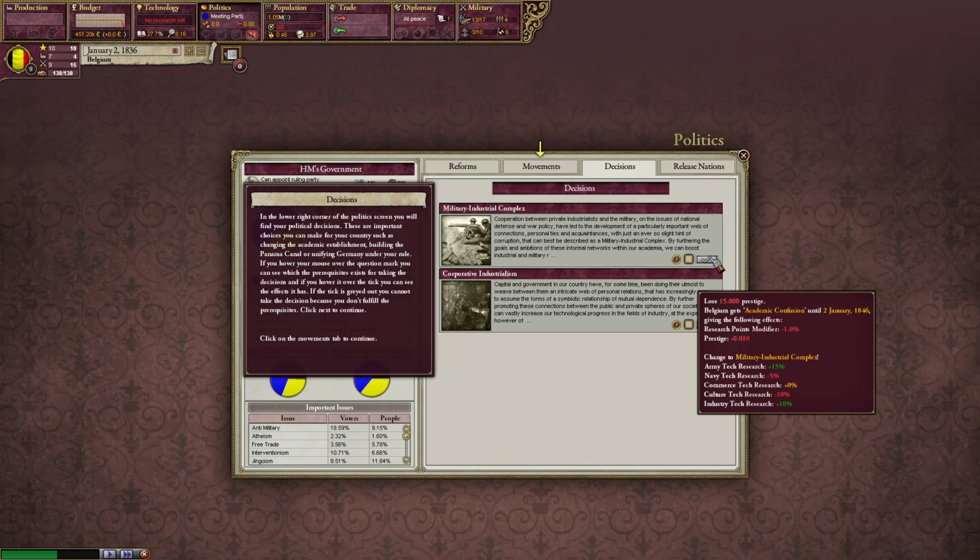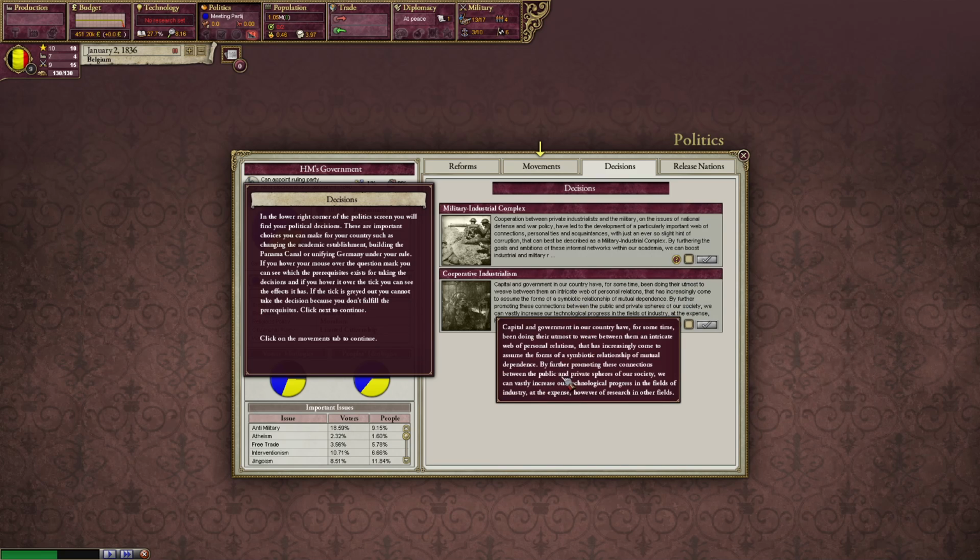Okay. It would increase your Army tech by plus 15%, lower your Navy tech research by minus 5%, not really affect your commerce research. Your culture tech research would be minus 10%, and your industry would be plus 10%.